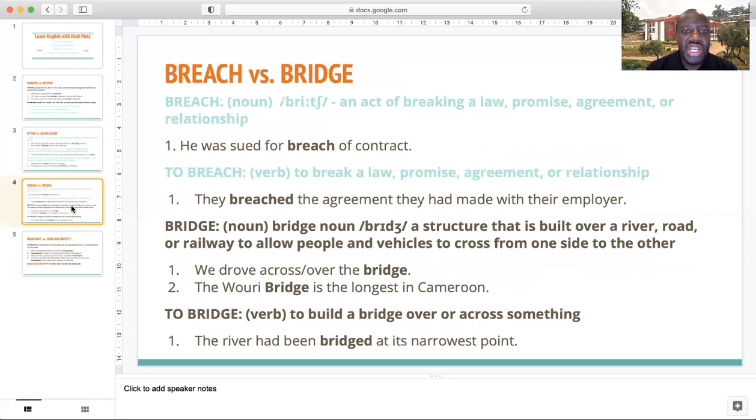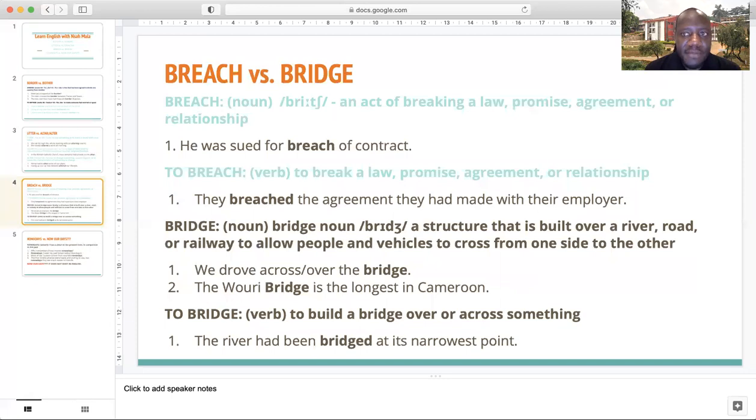Now, breach versus bridge. We have the verb to breach or the noun breach. It means an act of breaking a law, a promise, an agreement, or a relationship. For instance, he was sued for breach of contract, for breaking the contract.